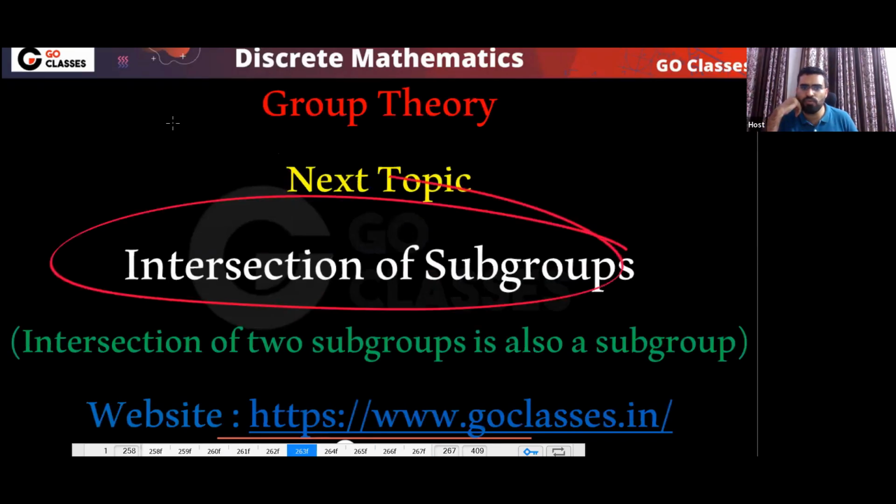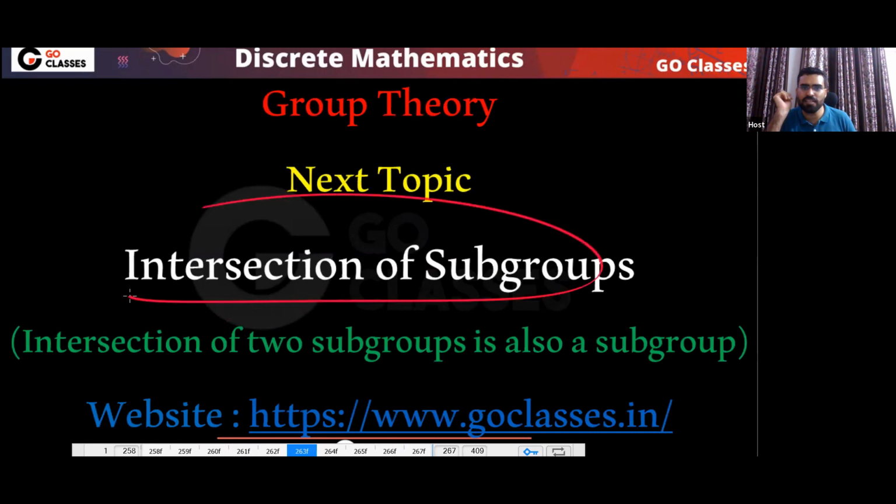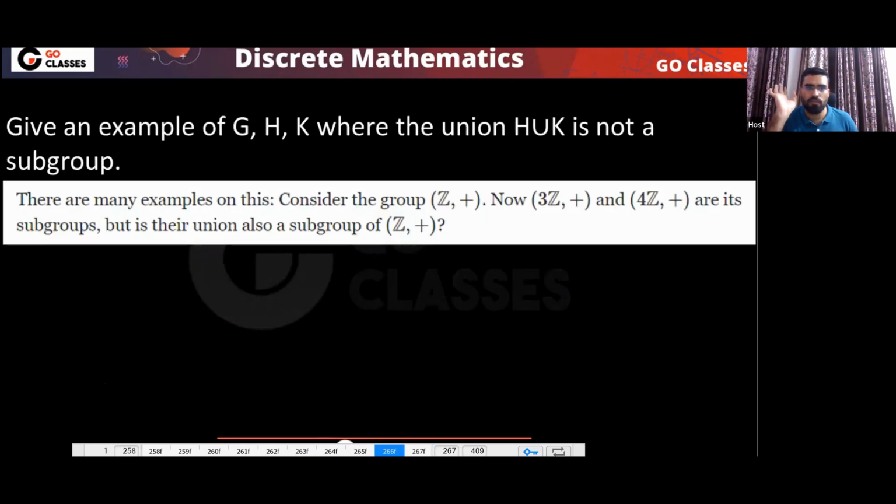If you have two subgroups, then the intersection of those subgroups will be a subgroup. Intersection of subgroups is a subgroup, but union will not be. For example, here you can notice, if you take Z plus, this is a subgroup, this is a subgroup, but their union is not a subgroup. You can check it out. Tell me why their union is not a subgroup.